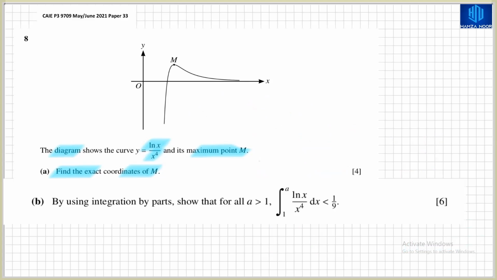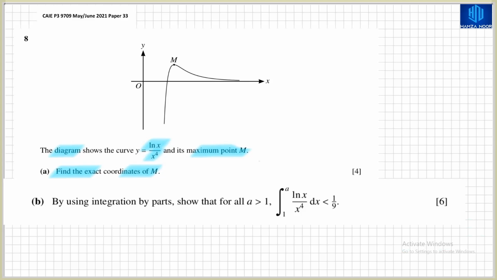Part B says that by using integration by parts, show that for all values of a which are greater than 1, the integral of ln x divided by x raised to the power 4 with respect to x, with upper limit a and lower limit 1, is always less than 1 over 9. So here we are going to use integration by parts.